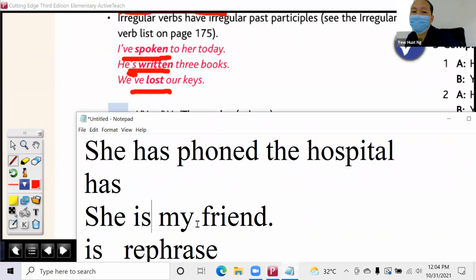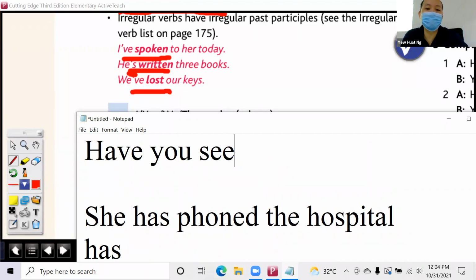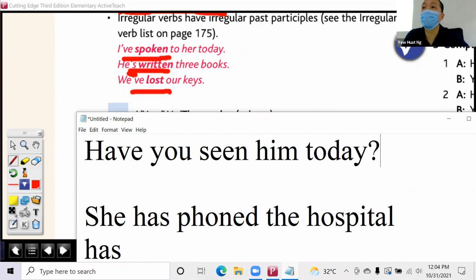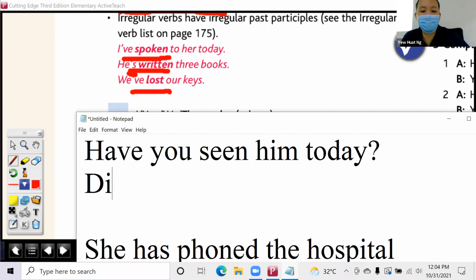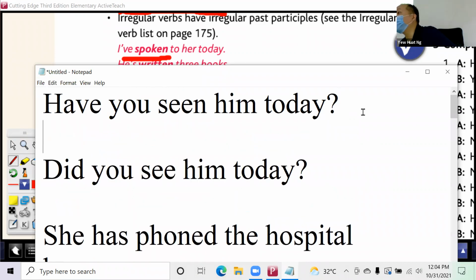If I want to start to examine the grammar, then it starts to be a bit more exciting. Have you seen him today? And did you see him today? This one is a bit different. But if you're confused, then don't worry, okay? But it is still my job to explain the grammar.